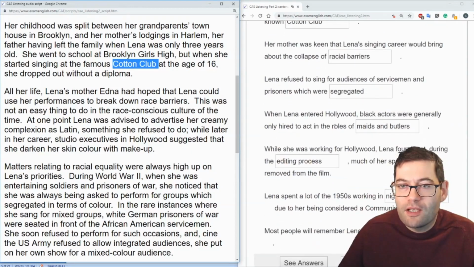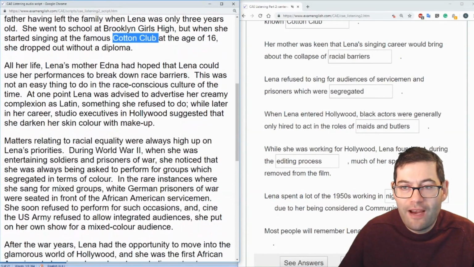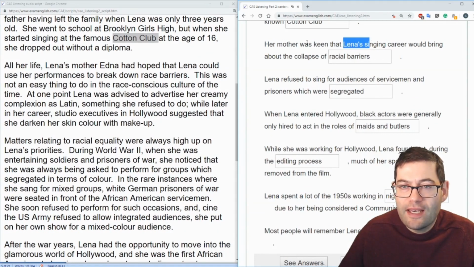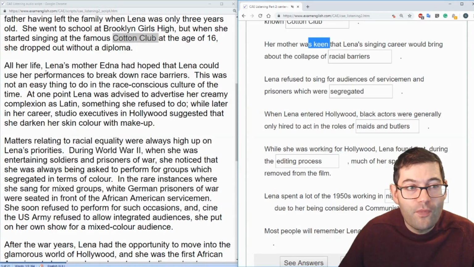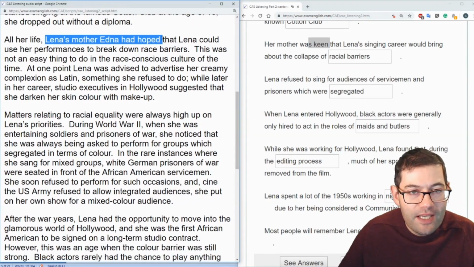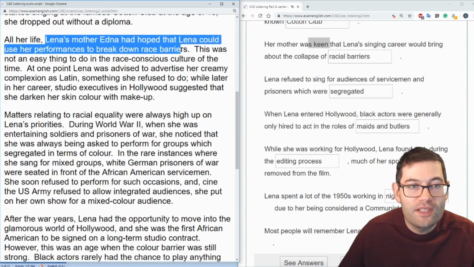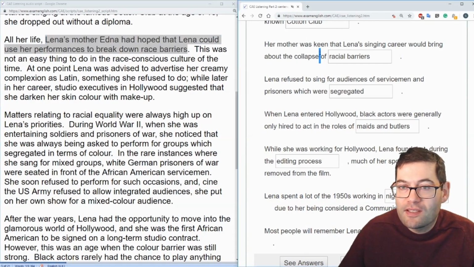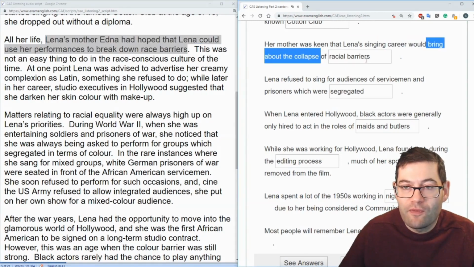Her mother was keen that Leonard's singing career would bring about the collapse of racial barriers. So you should be listening for anything to do with Leonard's mother and what Leonard's mother wants. And we can see this in the next paragraph. Leonard's mother, Edna, had hoped that Leonard could use her performances to break down race barriers. Break down race barriers, the same as bring about the collapse of.